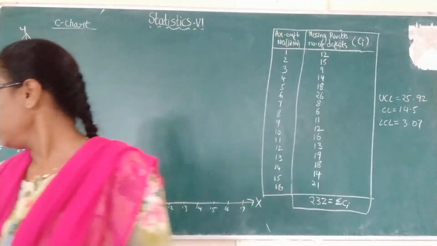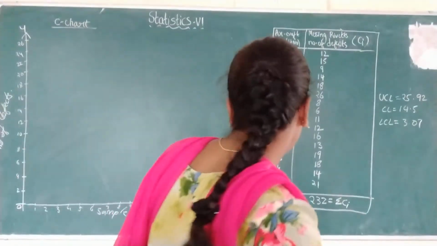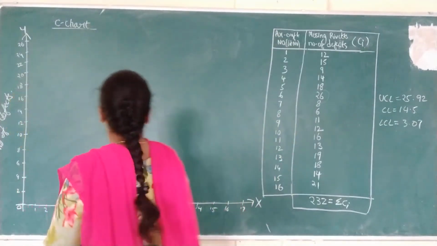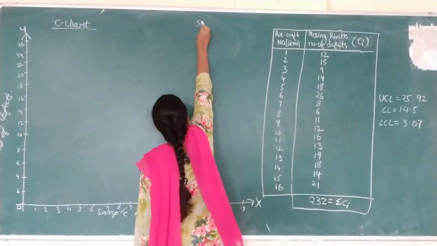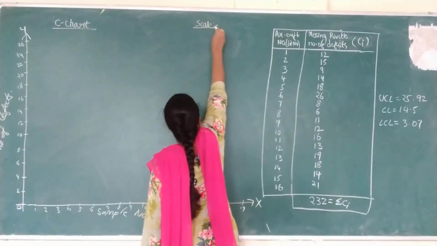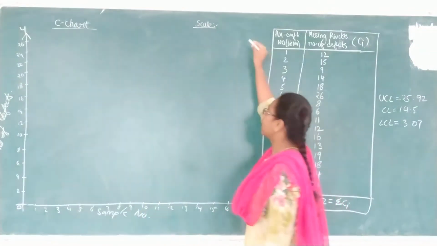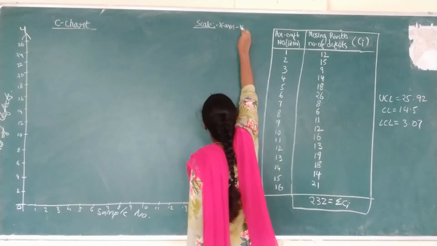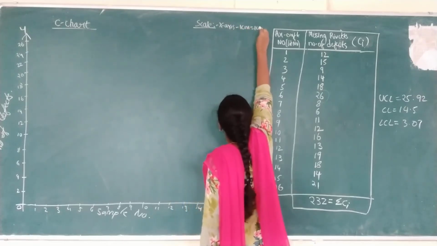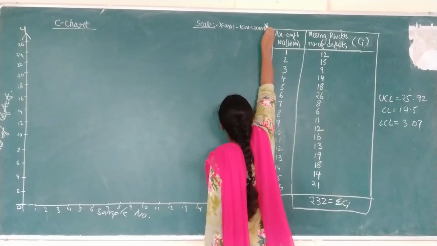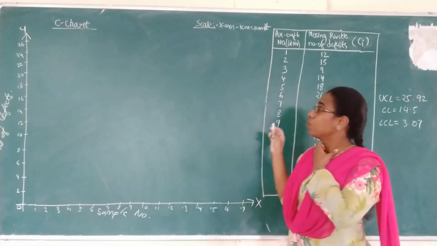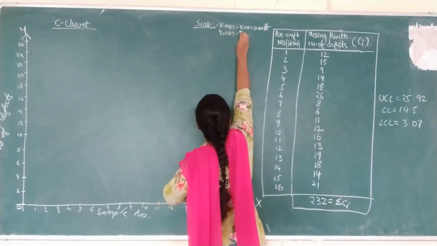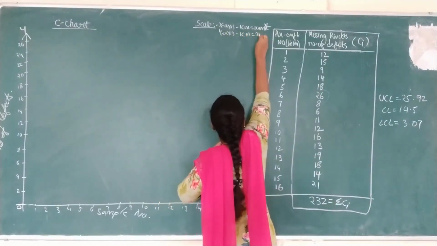Now write down the scale also. So don't forget to mention the scale. So what is the scale? First write down the scale for x-axis. Coming to x-axis, what is the scale? 1 centimeter equals to 1 unit. We took only one sample number. So on the y-axis we took 2 units. On the y-axis 1 centimeter equals to 2 units.